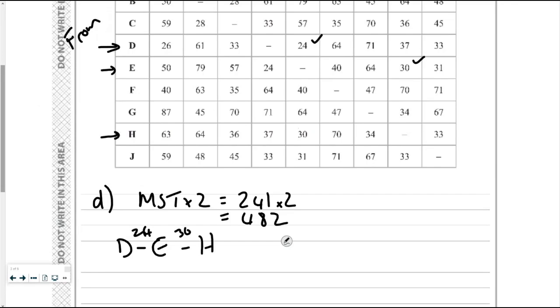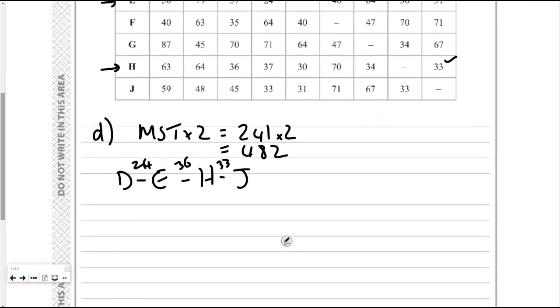Then I go along H and I say, where's the closest that I've not been to? So that would be to J for 33. And I keep on repeating that method until I get back to where I started from. From C to B to G to F to A to D. And there we go, I've gone back to where I started from. But I have the numbers on. So you just keep going, taking your time, not rushing this bit.